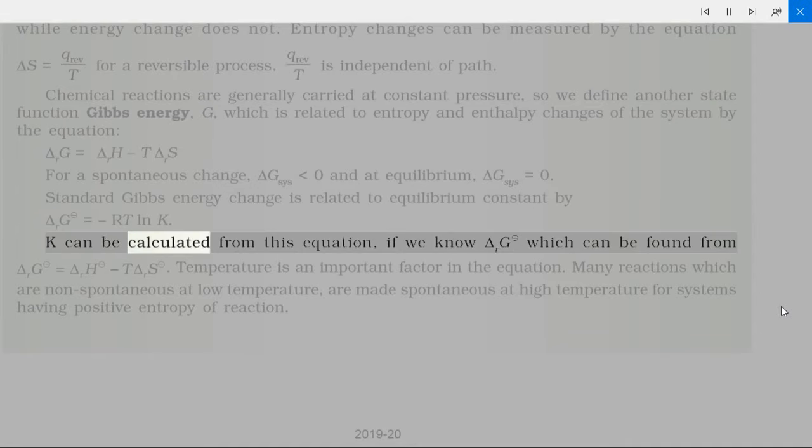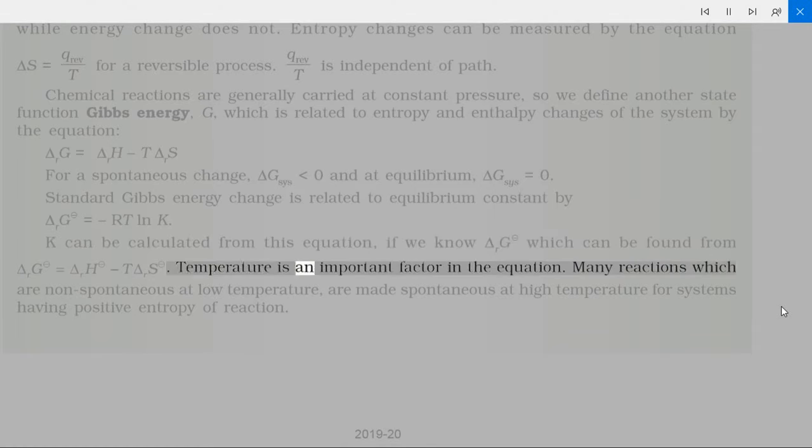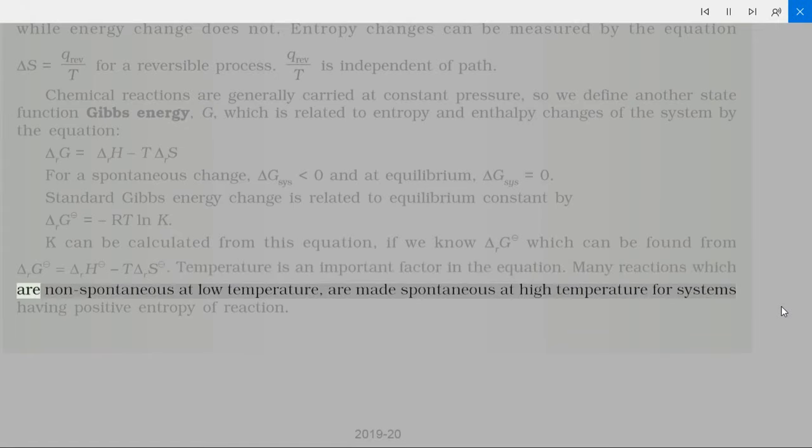K can be calculated from this equation if we know ΔrG°, which can be found from ΔrH° and ΔrS°. Temperature is an important factor in the equation. Many reactions which are non-spontaneous at low temperature are made spontaneous at high temperature for systems having positive entropy of reaction.